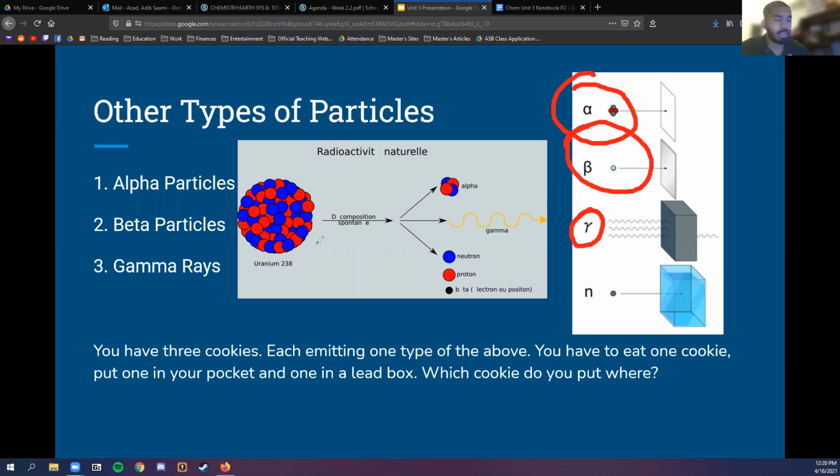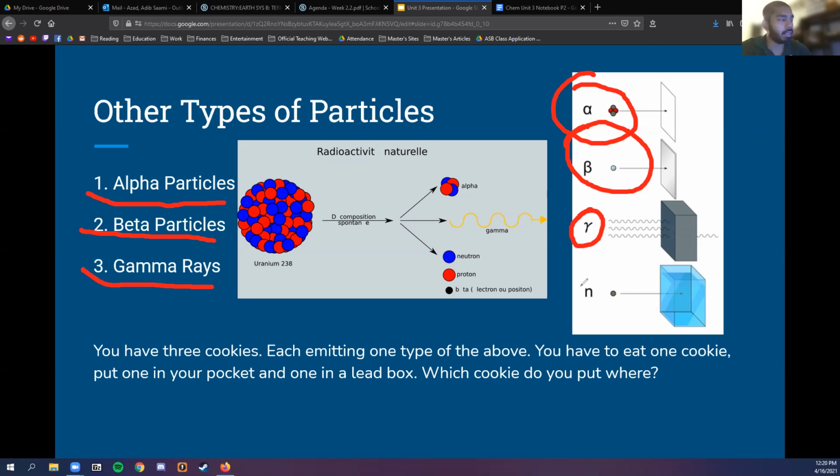All right. And so a little riddle I posed in week two was about cookies, right? An evil supervillain has trapped you and is forcing you to eat three cookies. Each of them is emitting one of these types of radiation: alpha, beta, or gamma.